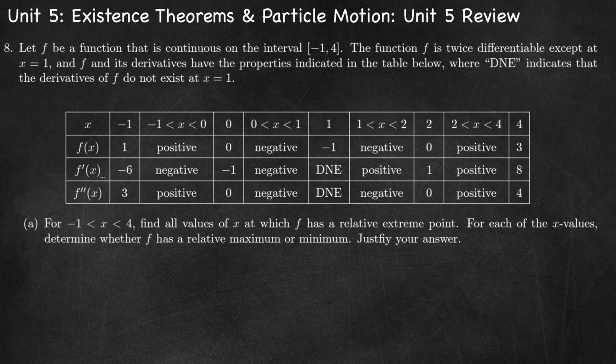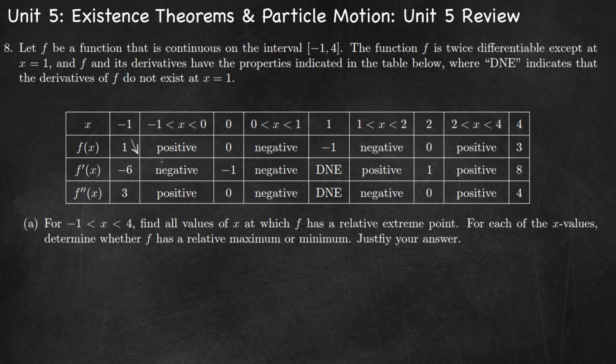So we can use f prime of x to help us figure this out. We know that wherever f prime shows a sign change, f is going to have a relative extreme point. So the derivative starts out negative, which tells me that f is decreasing.